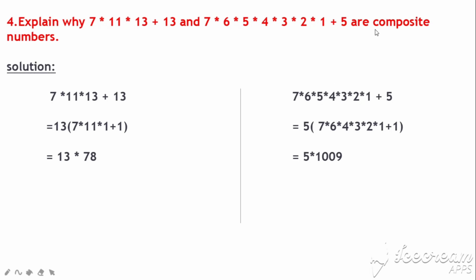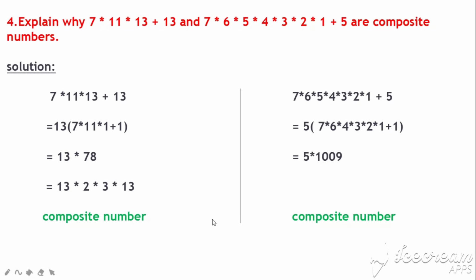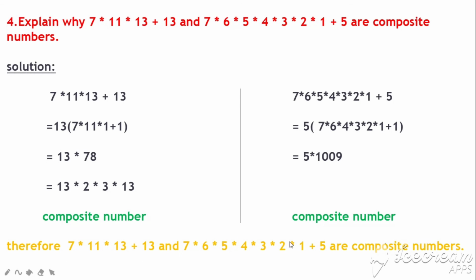Now what is a composite number? A composite number can have factors other than 1 and itself. So here, other than 1 and itself, I have factors as 13 into 2 into 3 into 13. So other than 1 and itself, I have factors as 1, 2, 3, 13 and the whole number. In a similar way, I have other factors other than 1 and itself for the second number. So it is a composite number. So both numbers are composite numbers. Therefore, these two numbers are composite numbers.